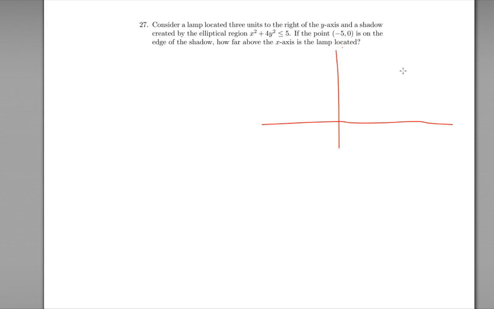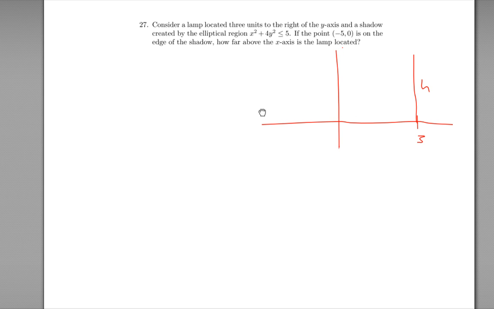Here is the xy axis, so we have a lamp. There's a lamp located 3 units to the right of the y-axis, so here's a lamp. Okay, so there's a very tall and skinny lamp. It's at 3. And it has a height. I don't know what its height is. And it has a shadow. So there's a light coming from this. And there's an ellipse, x squared plus 4y squared is less than or equal to 5.